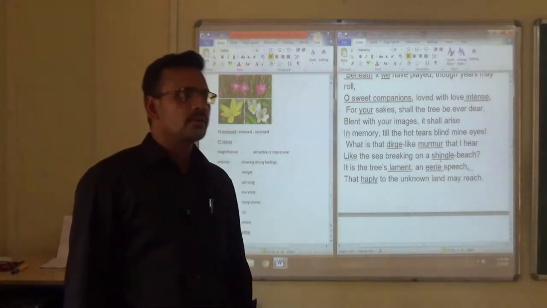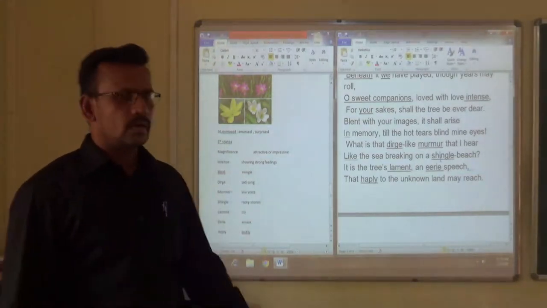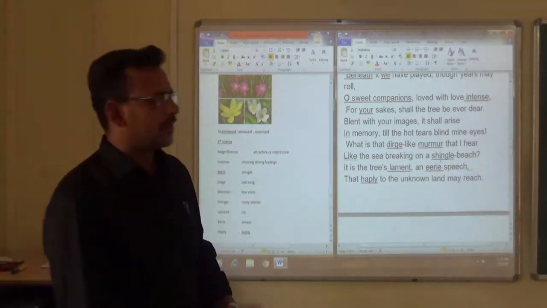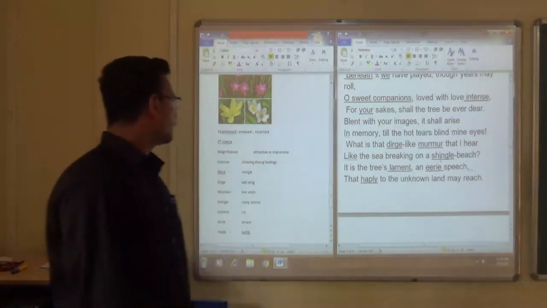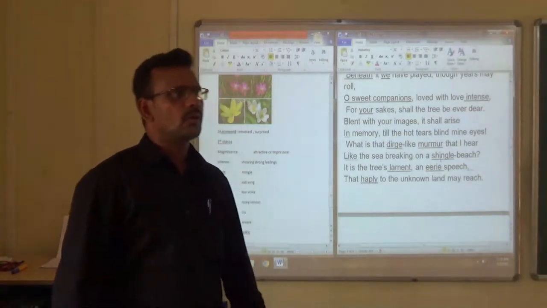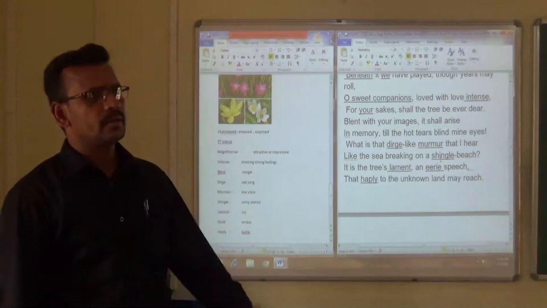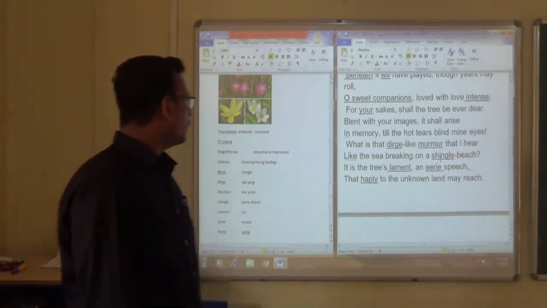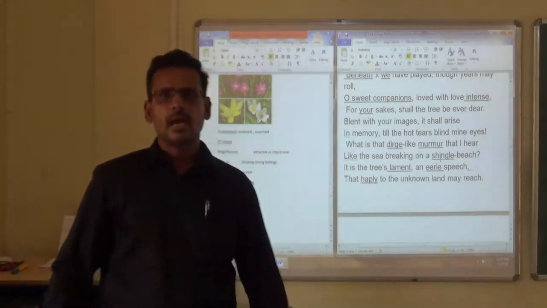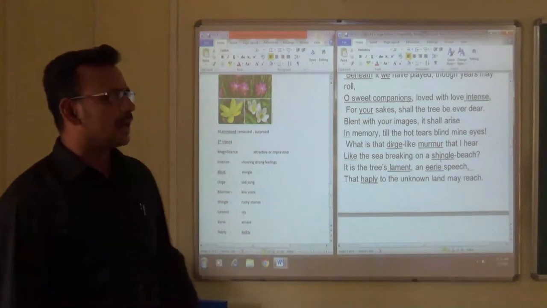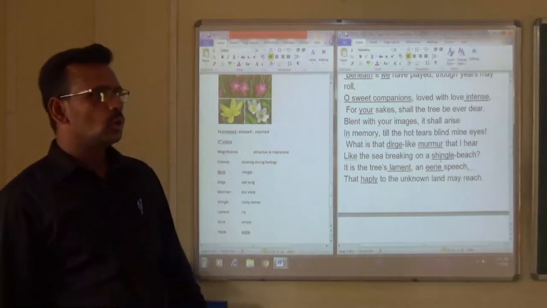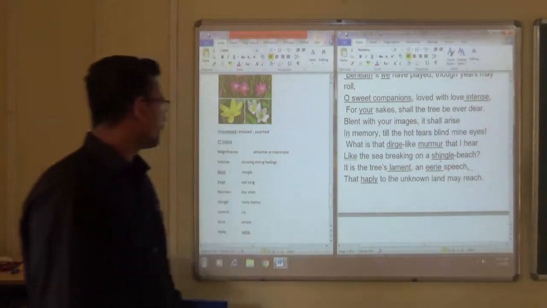Not only did the poet miss her childhood, but the Casuarina also missed the participation of these three members along with us. That's why it is called a tree's lament. The tree also feels very sad because of missing these three people. An airy speech. The word airy means amazing. It's an amazing speech by the Casuarina, which misses Toru and her companions.